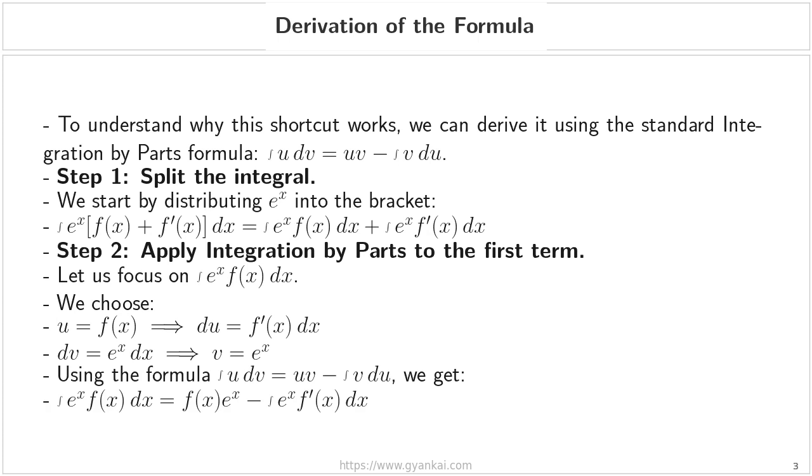Now we can plug these choices into our integration by parts formula. We have the integral of u dv, which is the integral of f of x times e to the x dx. According to the formula, this is equal to uv, which is f of x times e to the x, minus the integral of v du, which is the integral of e to the x times f prime of x dx. So, we've successfully applied integration by parts to the first part of our original integral. In the next slide, we'll continue substituting and simplifying to see how everything cancels out and leads us to our shortcut formula. Remember, we're not just memorizing a rule, we're understanding why it works.